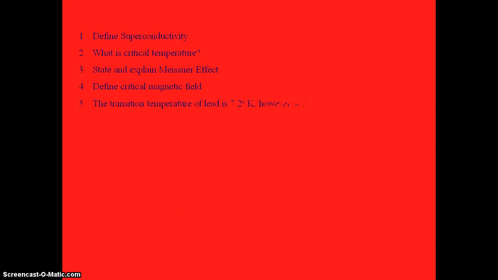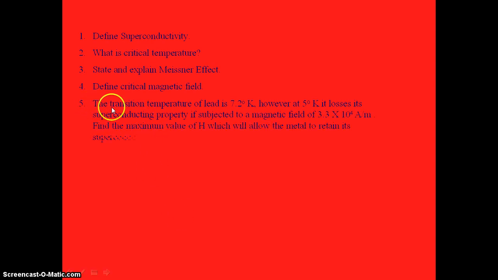Then the transition, and this is a numerical. The fifth question is a numerical, right? So the transition temperature of lead is 7.2 degree Kelvin. However, at 5 degree Kelvin it loses its superconducting property if subjected to a magnetic field of 3.3 into 10 to the power 4 ampere per meter. Find the maximum value of H which will allow the metal to retain its superconductivity at 0 degree Kelvin, right? So this is an important numerical.